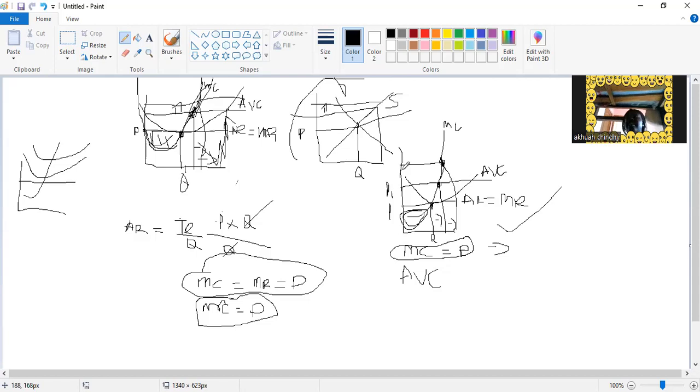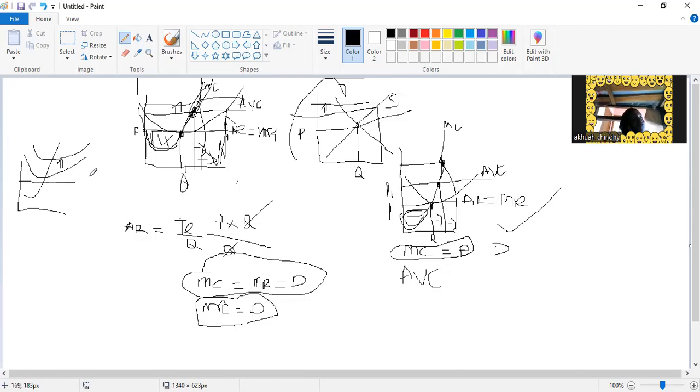But if the average variable cost is below the price, it means you are still making a loss, because you're not making a profit, but at least you are able to cover your variable costs. The reason I say you're making a loss is that you are not able to cover your fixed cost. So this is your fixed cost: the difference between average variable cost and average cost is your average fixed cost. Though you are not able to cover your fixed cost, which makes you make a loss, at least the raw materials you use every day, you're able to pay for them.